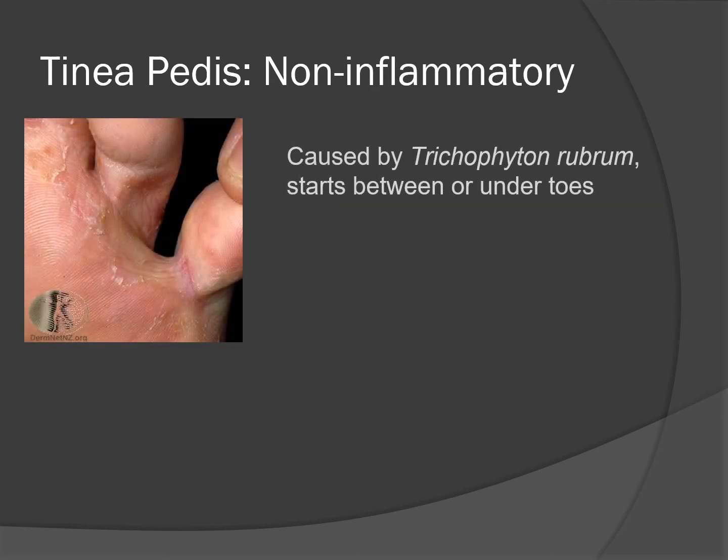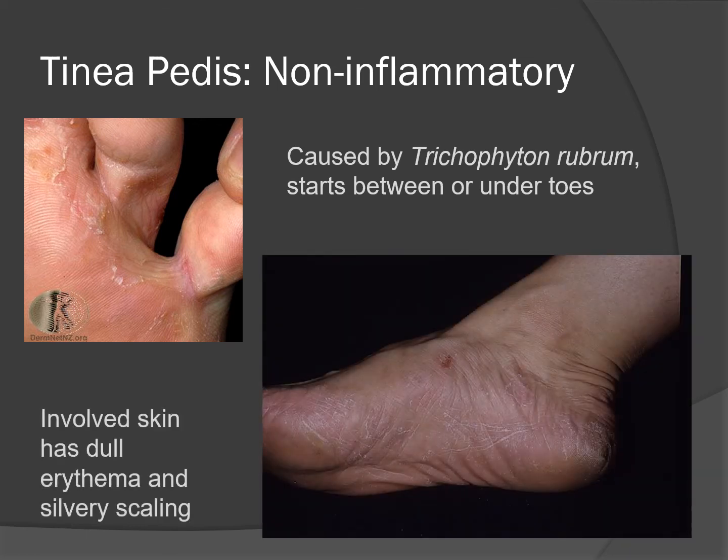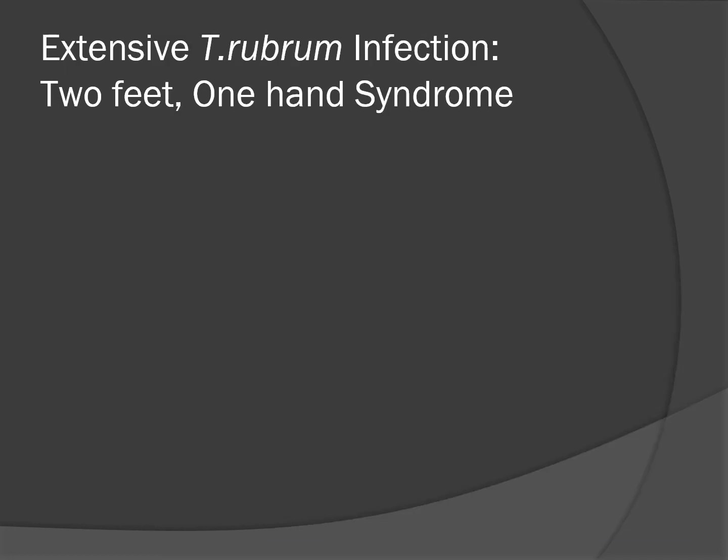Non-inflammatory Tinea Pedis is the type that starts as scaling in between the toes. It's caused by Trichophyton rubrum. It involves the skin of the feet with a dull erythema and a silvery scaling. And this is how it will progress.